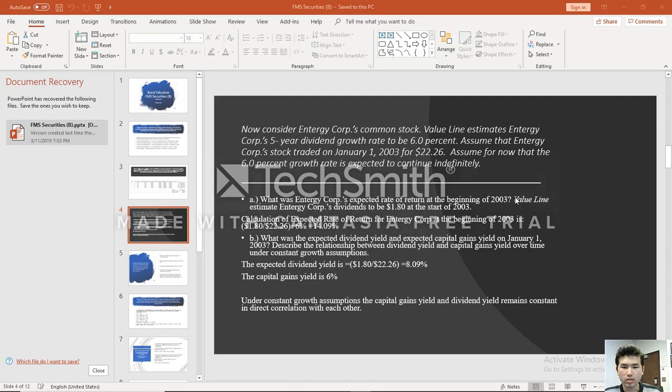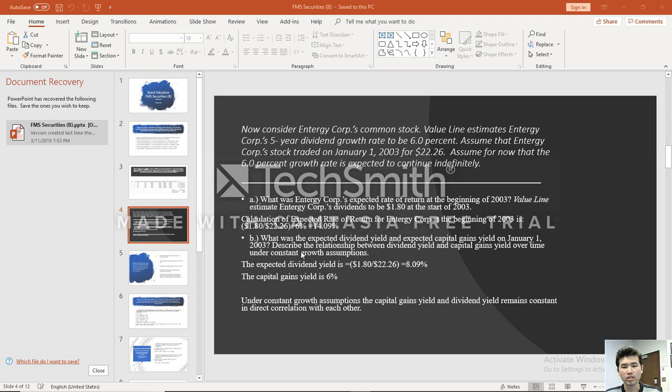So the next question is asking, what is Energy Corp's expected rate of return at the beginning of 2003? We can calculate it by taking the $1.80, which is given in Part A of the question, and dividing it by $22.26, the price at which they're trading as of January 1st, 2003. And then we add the capital gains yield of 6%, which is a 6% growth rate expected to continue indefinitely, to get an overall expected rate of return of 14.09%.